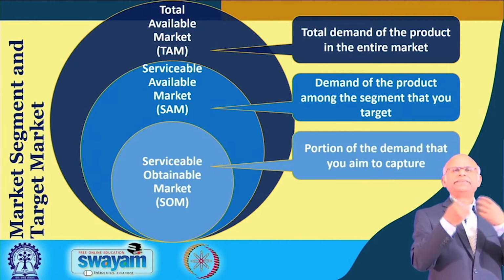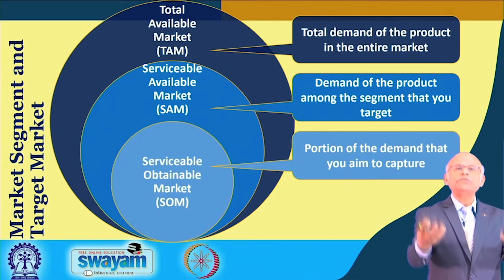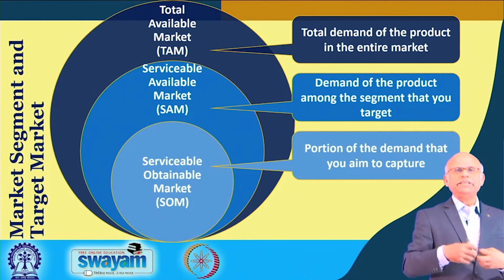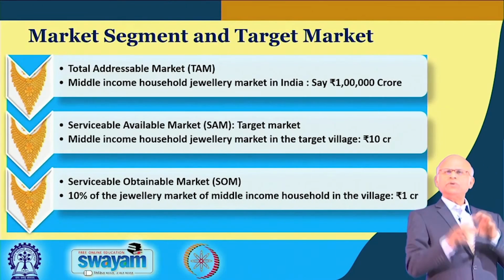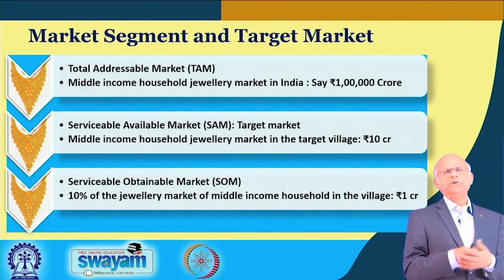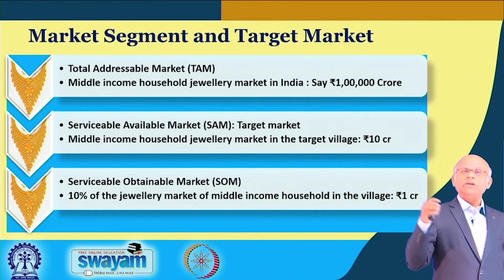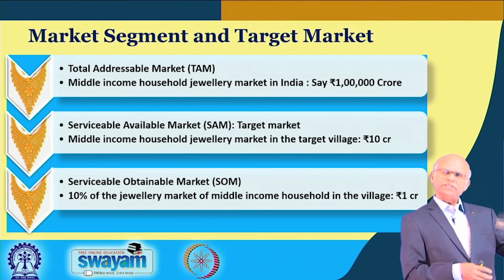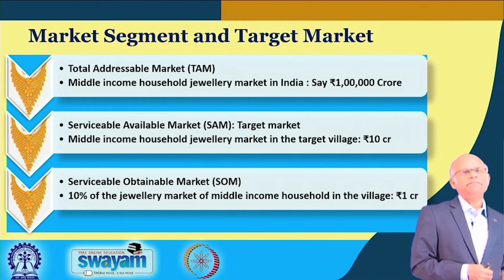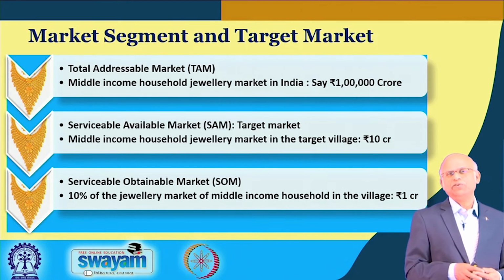So, maybe you will be catering to only 10% of that. That is what is the serviceable obtainable market, meaning you can obtain and capture that market, called SOM. So, here is how you go about it. Suppose the total middle income household jewelry market in India is 1 lakh crore. Suppose in this particular village with 500 families, perhaps their annual budget will be something like 10 crore.